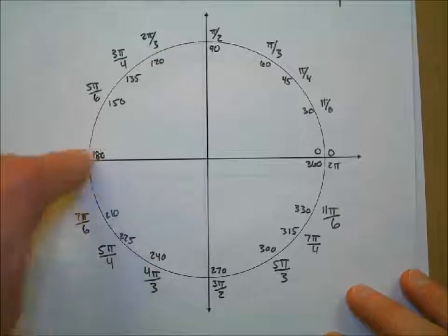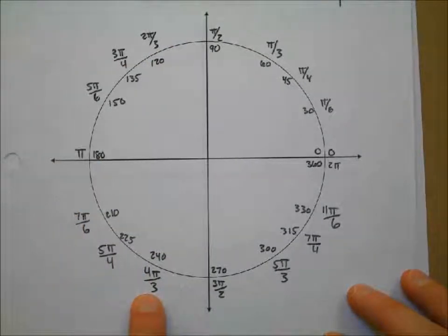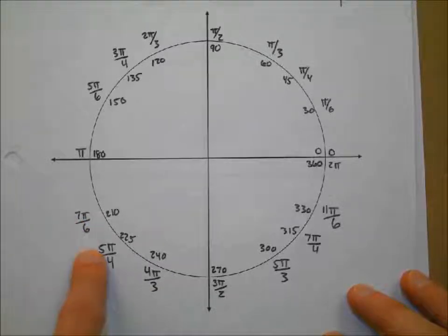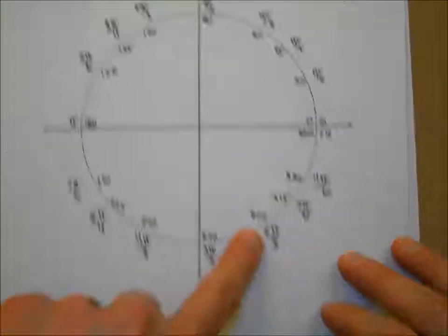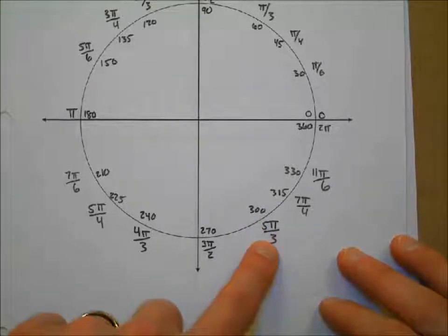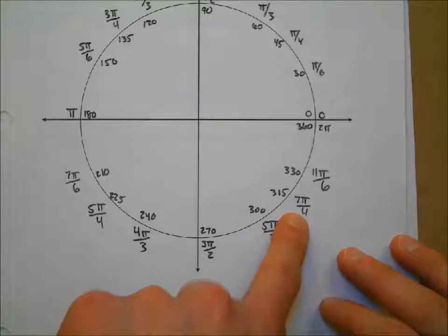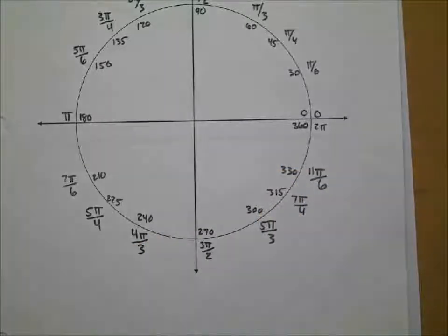In the third quadrant, the numerator is 1 more than the denominator: 7 over 6, 5 over 4, 4 over 3. And then in the fourth quadrant, the numerator is 1 less than twice the denominator. Double 6 is 12, so 11. Double 4 is 8, so 7. Double 3 is 6, so 5. You can do this, but you might have to invest a little bit of time.